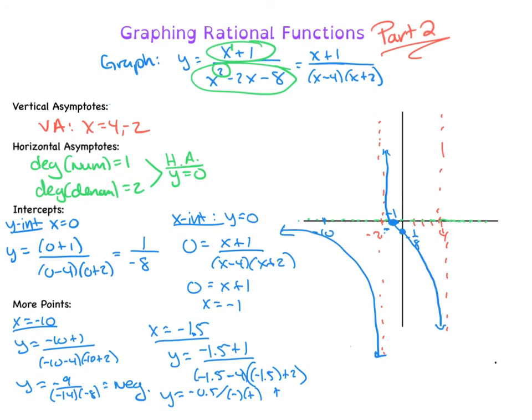And then finally, something nice like x equals positive 10. I have y equals 10 plus 1 over (10 minus 4)(10 plus 2), 11 over 6 times 12. All I really care about is that it's positive, so it's up here. So the graph must look, if it has to live up there, like this. All done.